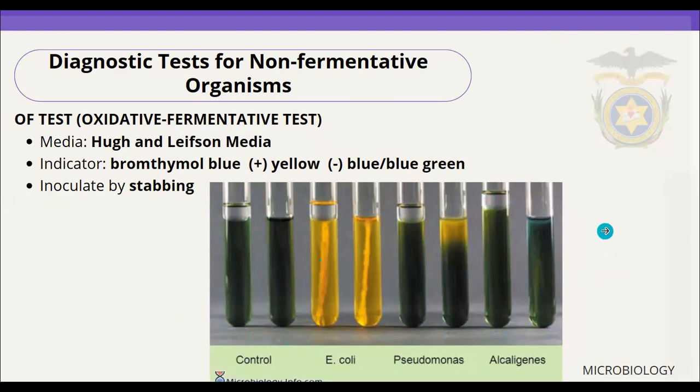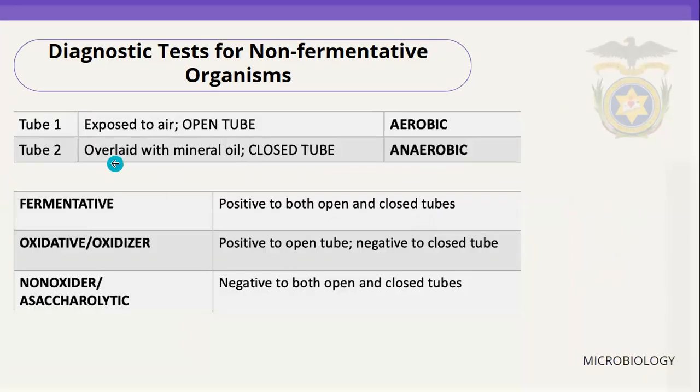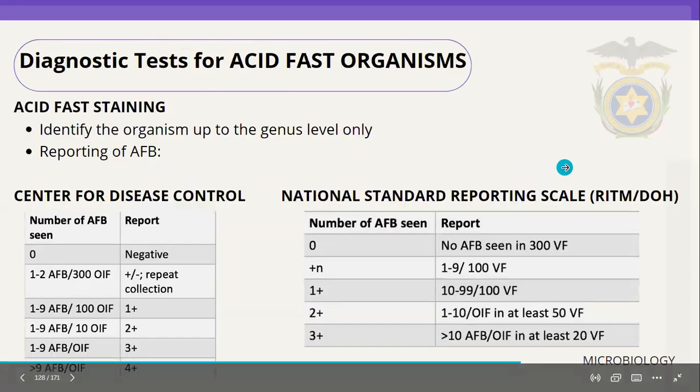For the OF tubes, tube 1 is exposed to air, and this is considered our open tube, or aerobic tube. Tube number 2 is overlaid with mineral oil, so this is our closed tube, and this is anaerobic. If you're a fermentative organism, you should be positive in both open and closed tubes. If you're an oxidizer, you should be positive in the open tube but negative in the closed tube. And if you're a non-oxidizer or non-saccharolytic, you should be negative in both open and closed tubes.